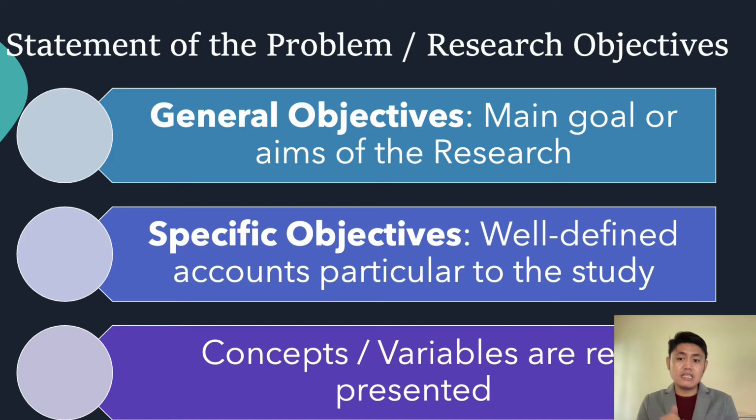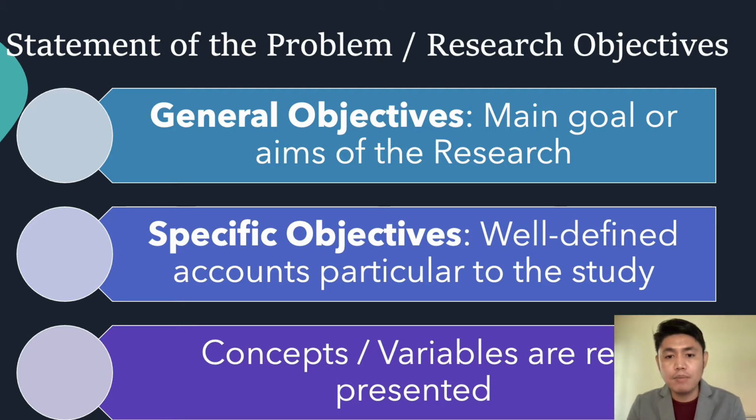In the general objective, it is a broad statement of purpose for which uses well-defined measurable concepts. And for the specific objectives, it provides a detailed account of all the questions that are particular or specific to the topic under study. And in the specific objectives, typically, we present the variables and the concepts that are related to the research study and how they relate to each other or to the study in itself. And it is presented in the form of a question.